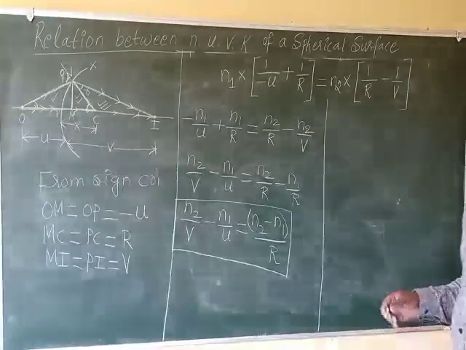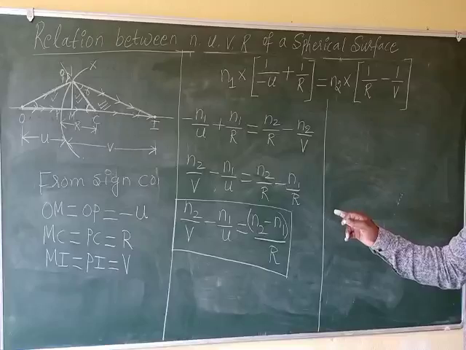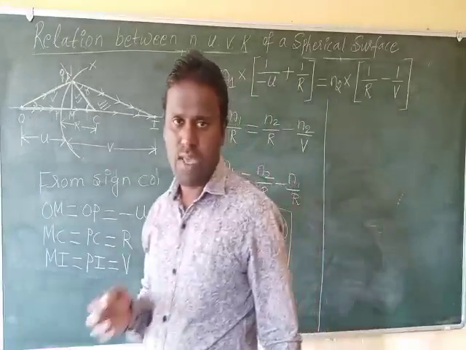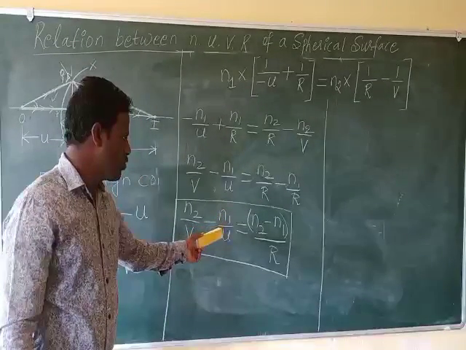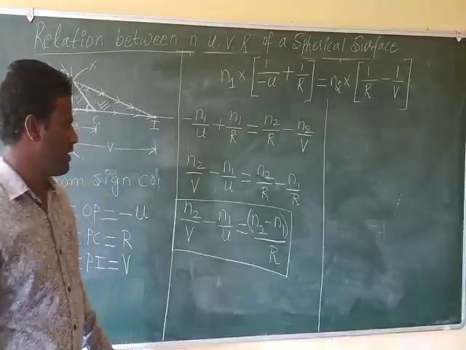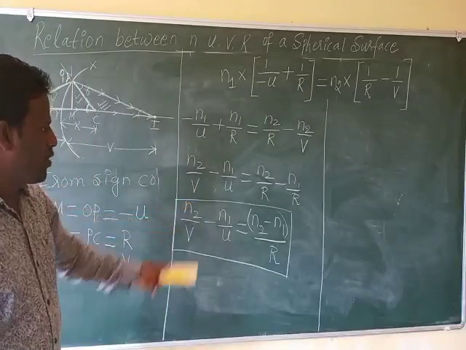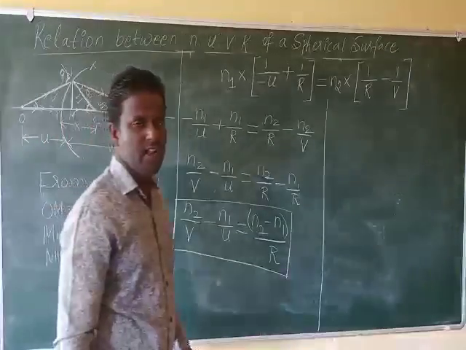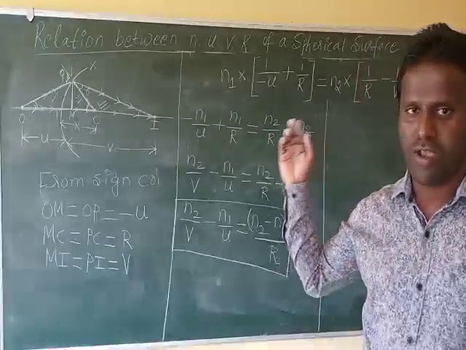So what is the relation obtained for a convex spherical surface? That is N2 by V. Say with me: N2 by V minus N1 by U equals N2 minus N1 by R. N2 by V minus N1 by U equals N2 minus N1 by R. This is the relation. First, we must define three right-angled triangles.